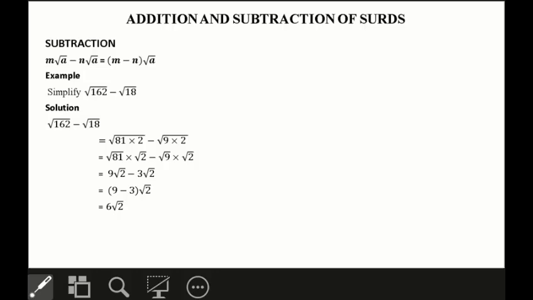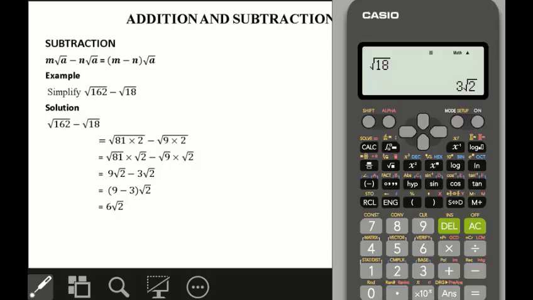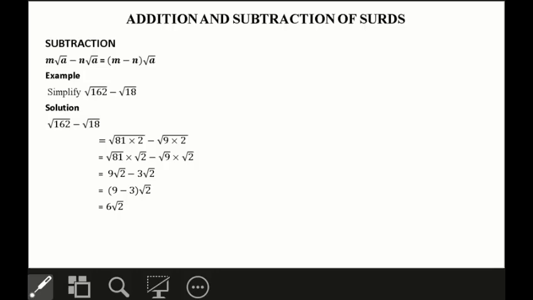And that means when we pick our calculator back again here, and we punch the expression, the root of 162 minus the root of 18, and you press your equal to sign, it will give you what? 6 root 2. Good. So let's continue.